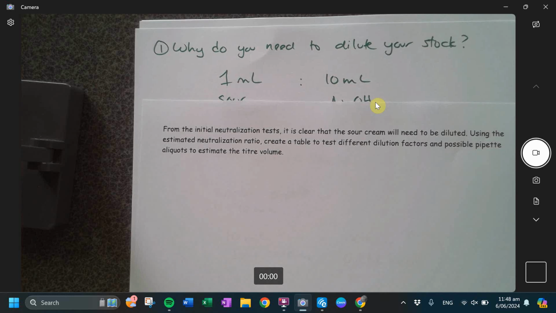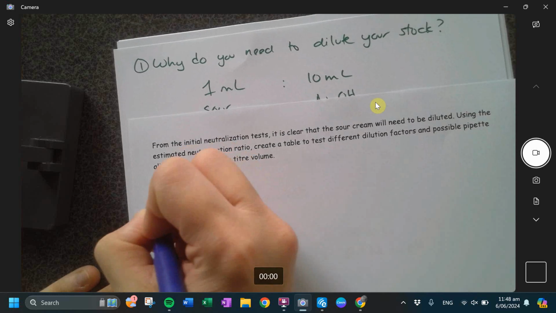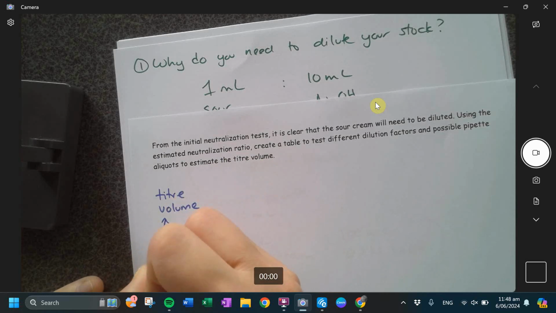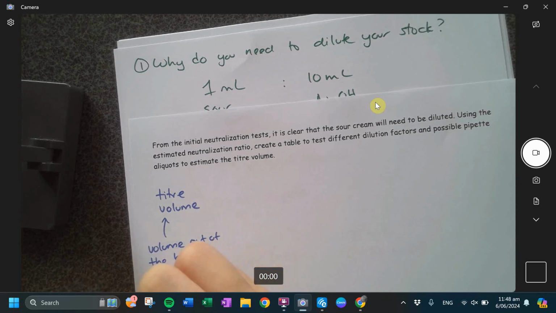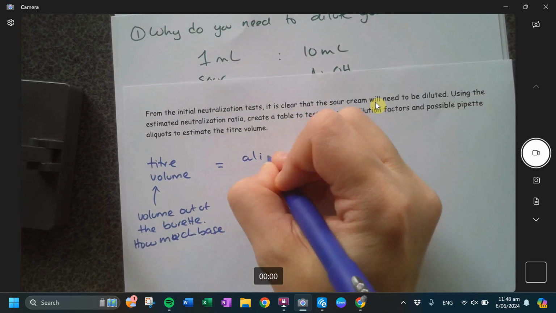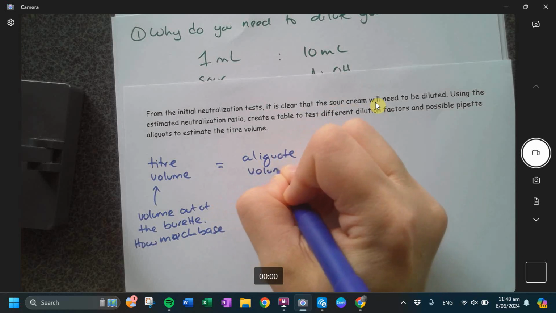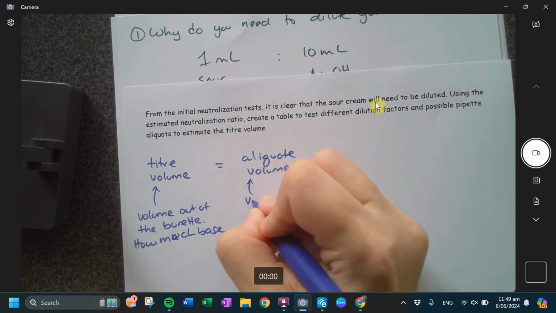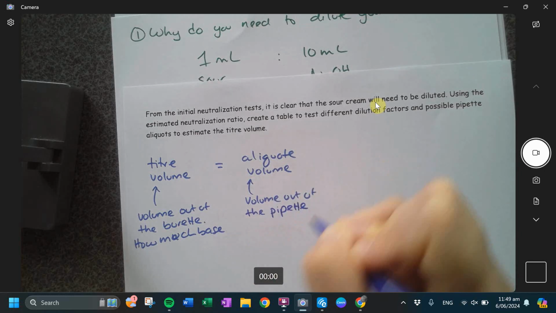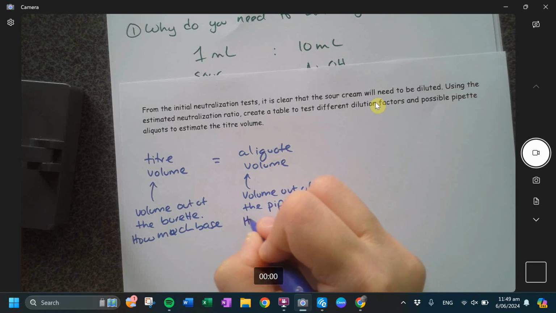Okay. So in order to figure out what we should be doing, there is a calculation: the titrate volume, so this is the volume out of the burette, in this case how much base, I can figure out if I take the aliquot volume. This is a reminder of our vocab. That is the volume out of the pipette, so this is how much of the diluted acid.